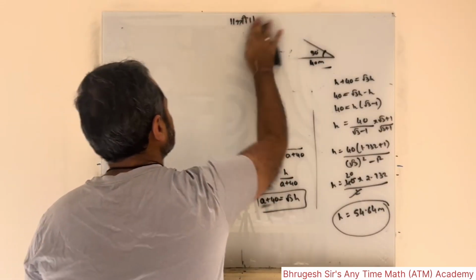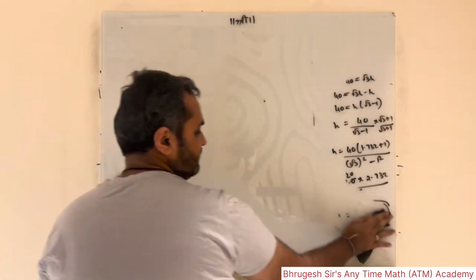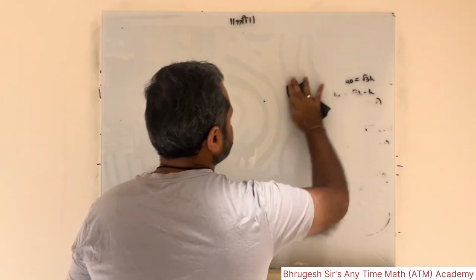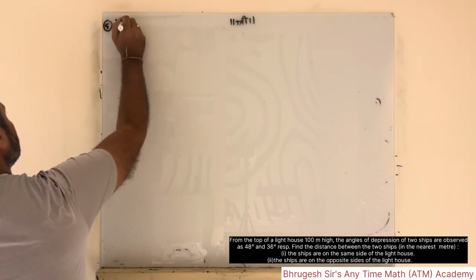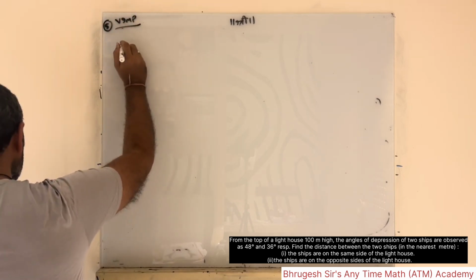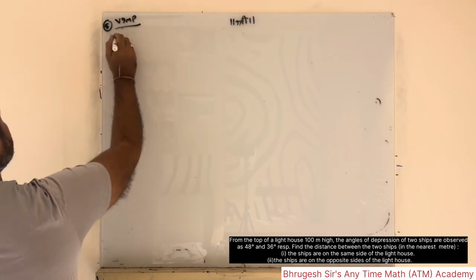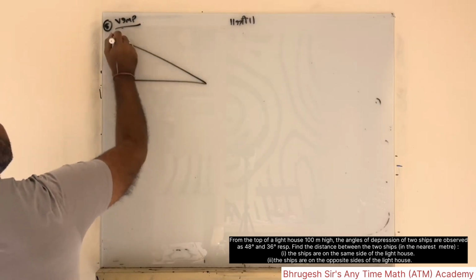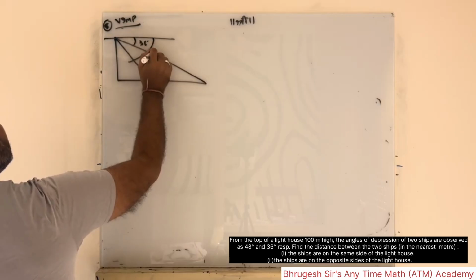fifth one the angles given are not standard angles. So see the little bit of change of approach. Let us do it. Very important, mark it, very important. From the top of the lighthouse 100-meter high, the angle of depression of two ships are 48 and 36. The angle of depression is 36 and 48.